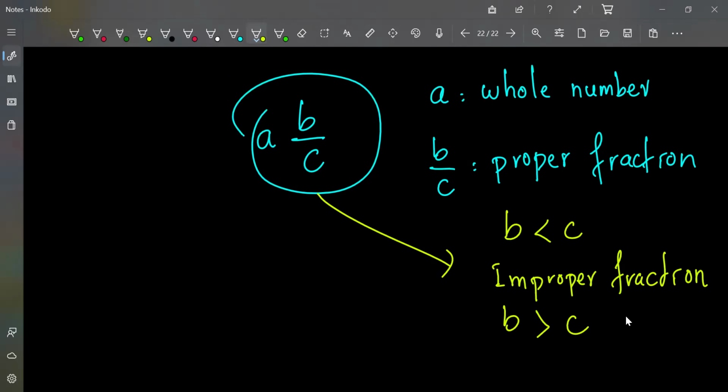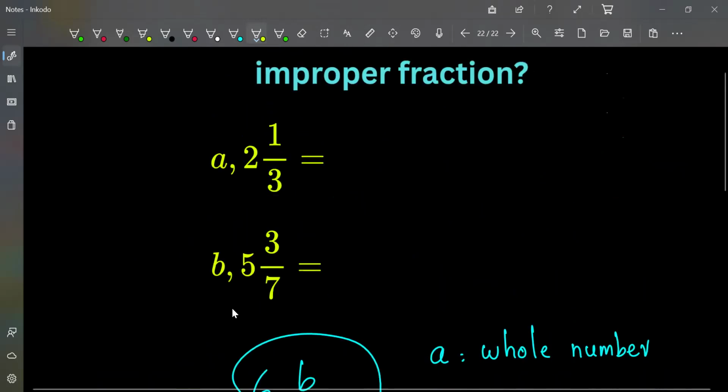Okay. And if you want to convert the mixed number into an improper fraction, you need to multiply the whole number A with the denominator. It means you multiply A with C, and then you add the numerator B, and then divide all of this by the denominator C. Okay, so now we apply this property to our exercise.